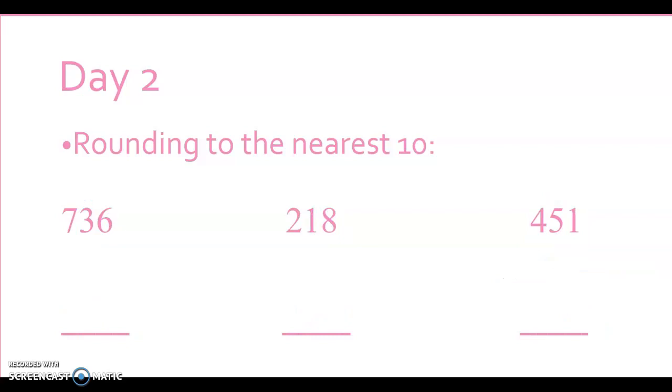Still going for day 2. Gonna circle my tens place, underline my ones. 6 is 5 or more, so I'm gonna round up. That one becomes 740. I'm having problems saying my numbers today. Alright, 218, 1 in the tens place, 8 in the ones place, and I'm going to round up because 8 is 5 or more, so that becomes 220.